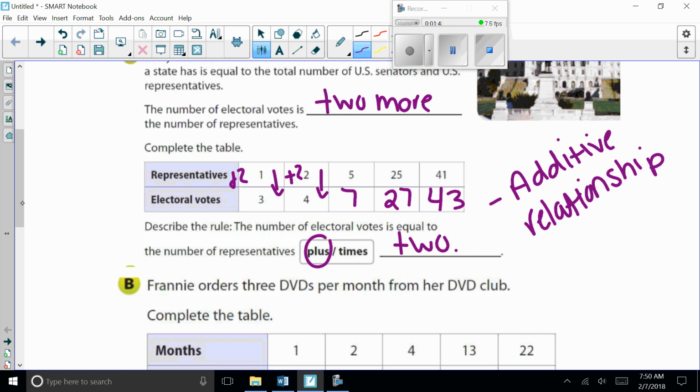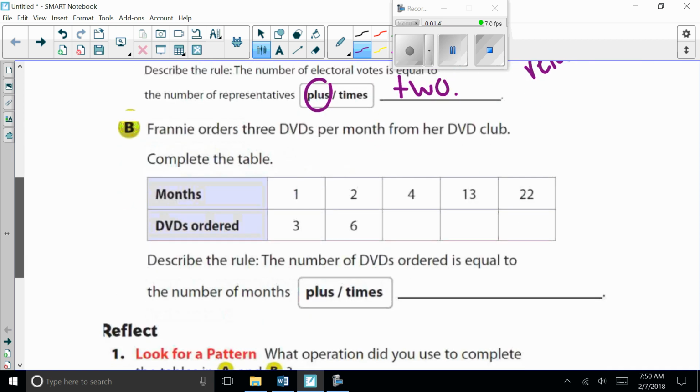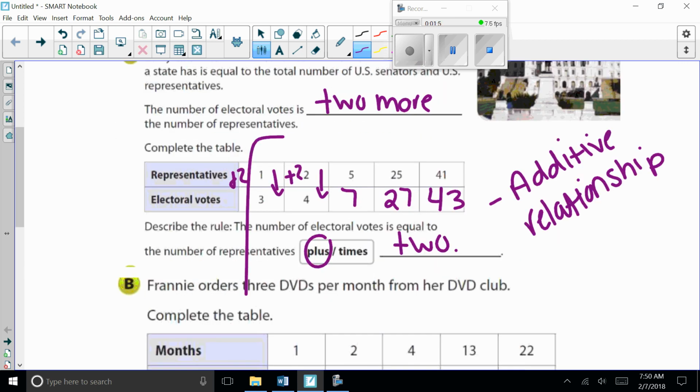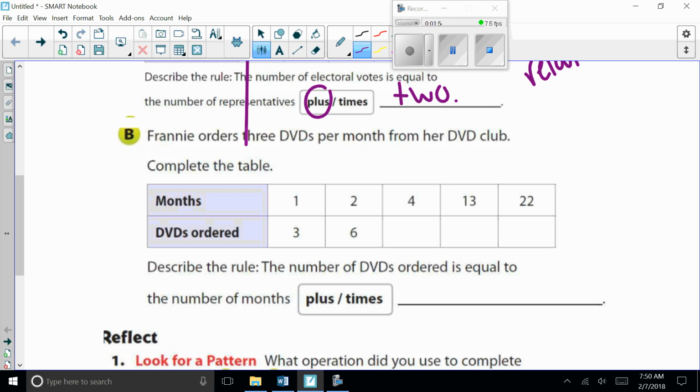Okay, so let's look at B. It says Franny orders 3 DVDs per month. So each month she's going to order 3 DVDs. So we know if each month it's 3, then we're going to be multiplying. So if we look here from 1 to 3, from 2 to 6, I could add 2 here, but if I added 2 over here, it would still give me 4. So I know that that's not the choice that I want to do. And if it's 3 per month, I am multiplying by 3. That's the only one that works for both.